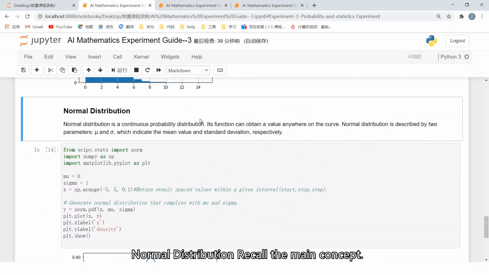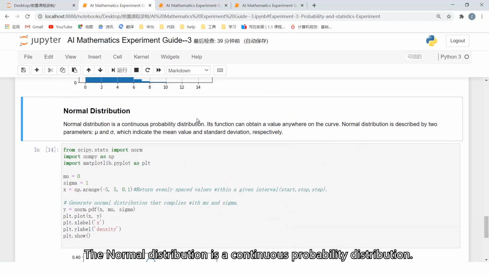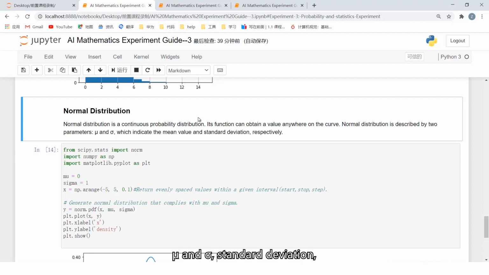Normal distribution. Recall the main concept. The normal distribution is a continuous probability distribution. Its function can obtain a value anywhere on the curve. The normal distribution is described by two parameters, mean and sigma, which indicate the mean value and standard deviation respectively.